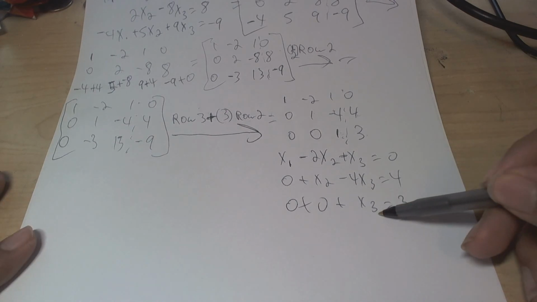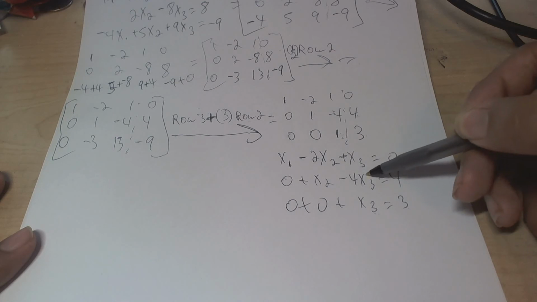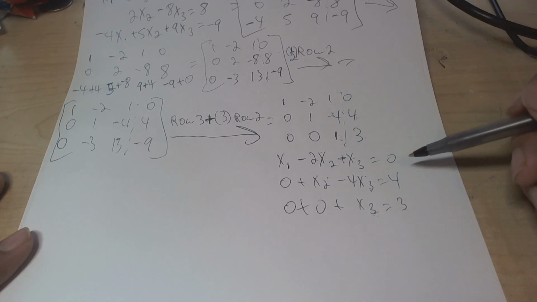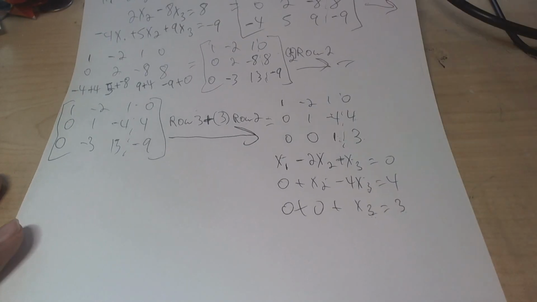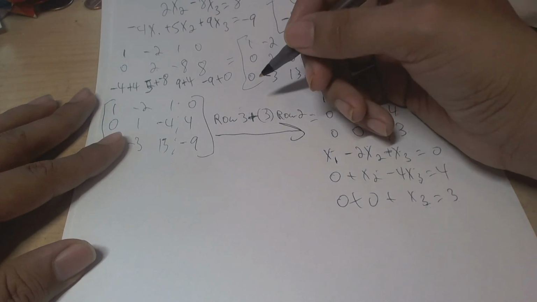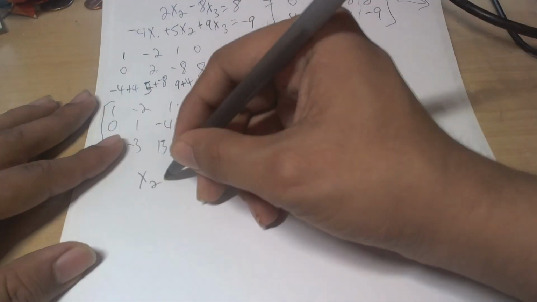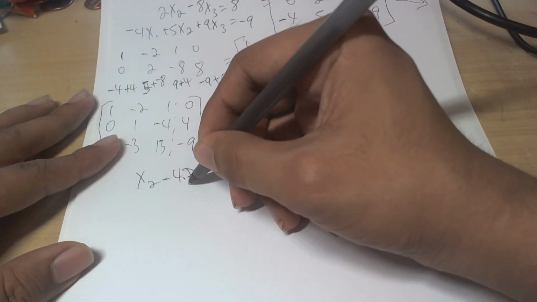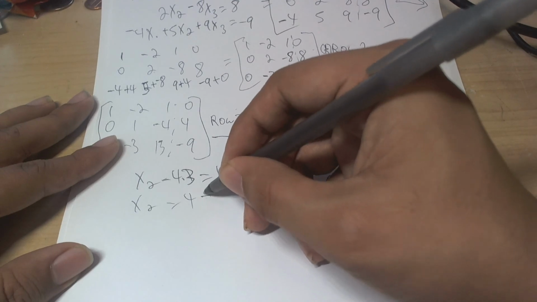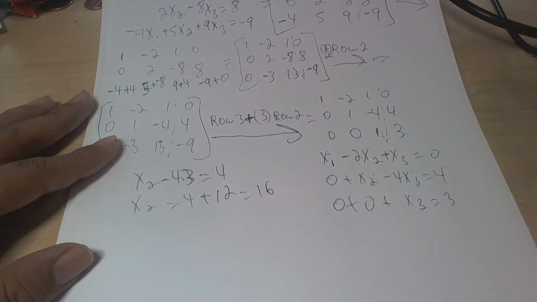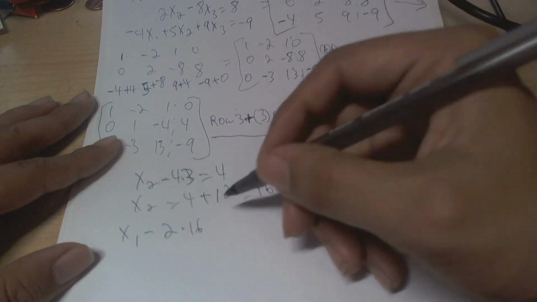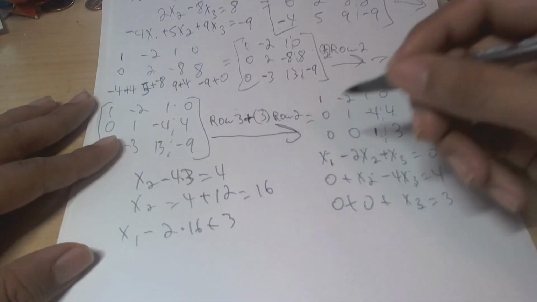So here you could see that x sub 3 has a solution. You could plug this into the second equation, so you could eventually find x sub 2. You could use x sub 3 and x sub 2 to plug into the first equation, so you could eventually find an x sub 1. So for that, I guess I'll do it over here. That would be x sub 2 minus 4 times 3 equals 4, so x sub 2 equals 4 plus 12, which equals 16. And you take x sub 1 minus 2 times 16 plus 3 equals 0.